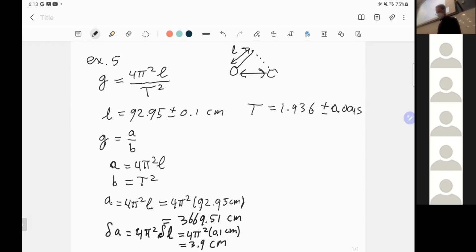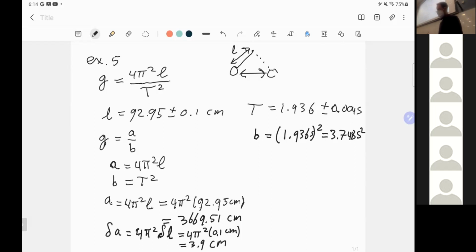So what about B? B is equal to T squared. So B best is just the value of T best squared, so 1.936 seconds squared, in units of seconds squared. That's going to equal 3.748 seconds squared.